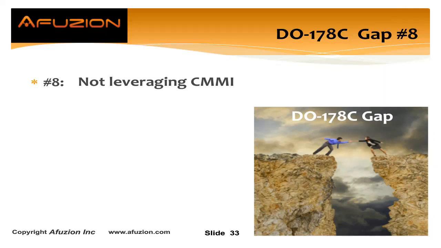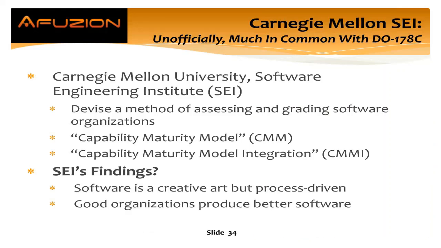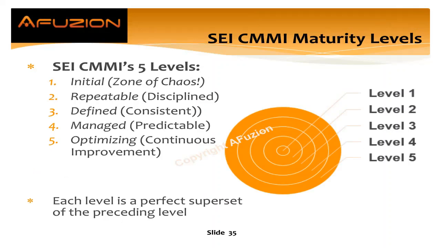Instead, do this. Leverage CMMI because there's great information in CMMI on how to do metrics, quality assurance, reviews, checklists. All these things are there, and there's a lot of similarity between CMMI and DO-178C. How so? Well, remember, CMMI, Carnegie Mellon University. This is very popular in the USA, not as popular outside the USA. So Carnegie Mellon wanted to devise a way to assess organizations, assess their maturity. It's the capability maturity model. They found that software is a creative art. Good organizations make better software. And there's 5 levels, okay? Level 1 is truly called the zone of chaos, basically professional hackers.